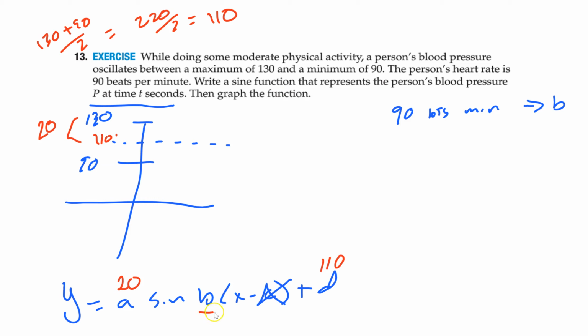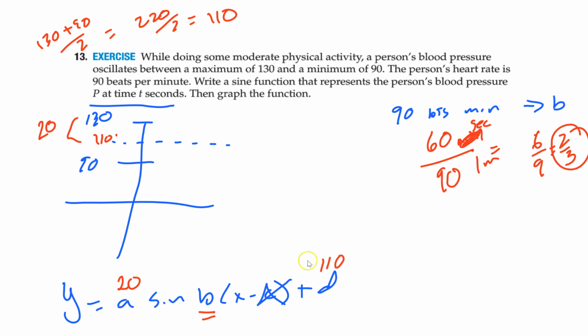So the only thing left is to find my B. It's 90 beats per minute. So just like before, we have 60 seconds in a minute, and we have to do this in seconds. So we're going to divide 60 by 90, and if you reduce it, you get 6 over 9, which is 2/3. So it takes 2/3 of a second to do a beat.